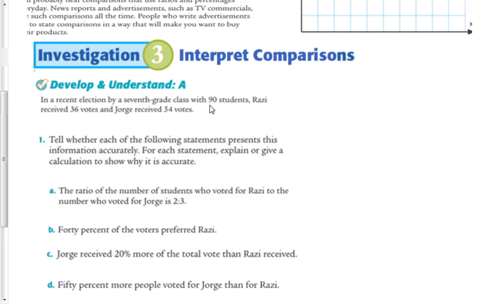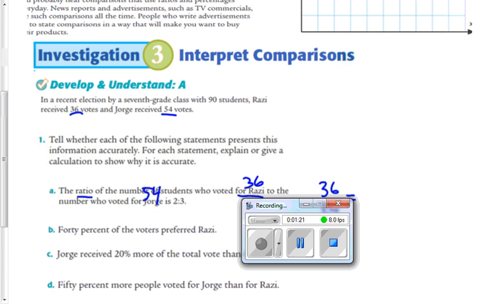So it says, A says the ratio of the number of students who voted for Razi, which was 36, to the number who voted for Jorge is 2 to 3. The number voted for Jorge is 54. So what we're saying is that ratio is 2 to 3. So let's just write that as a ratio, 36 compared to 54, and let's simplify that as much as we can. I'm going to show you a quick way to simplify on a calculator here.